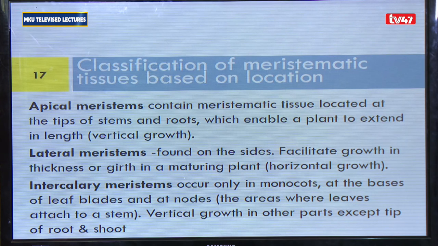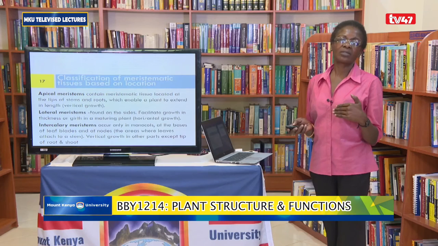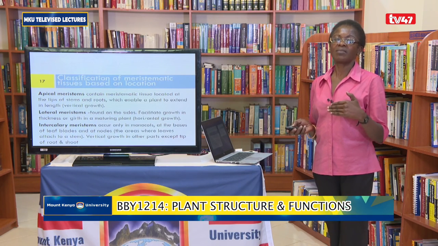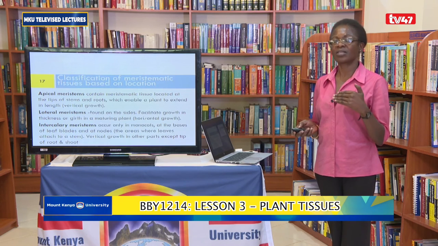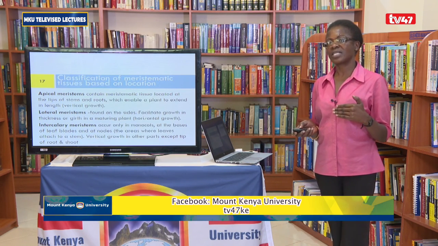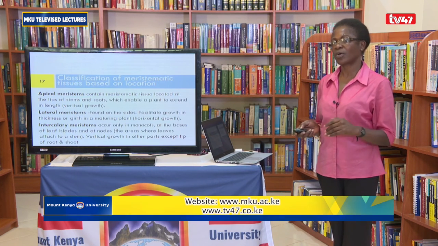Now, the vascular cambium, which is a type of lateral meristem, is found associated with the vascular tissue. So it is found in between the xylem and the phloem. And the vascular cambium associated with the vascular tissue causes secondary growth in the xylem and in the phloem.